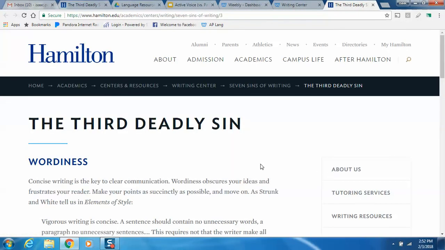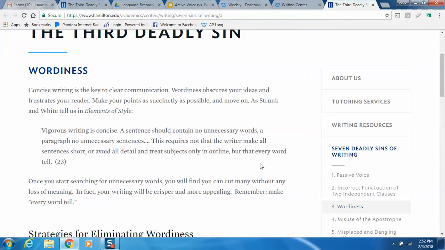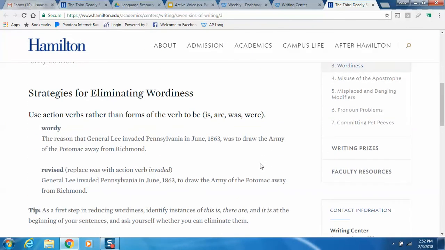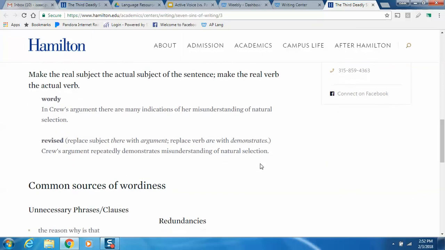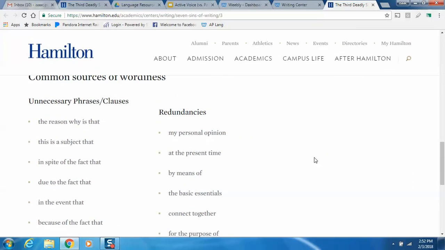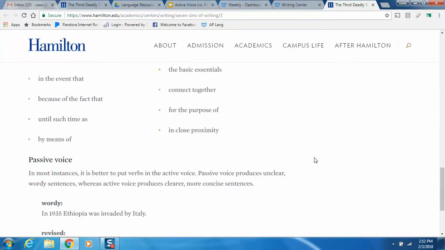So again, if you know that you are guilty of wordy sentences and this is something that you need to work on, this does a really nice job of breaking it down for you. And this also is where I got some of those phrases that are common in these kinds of issues.